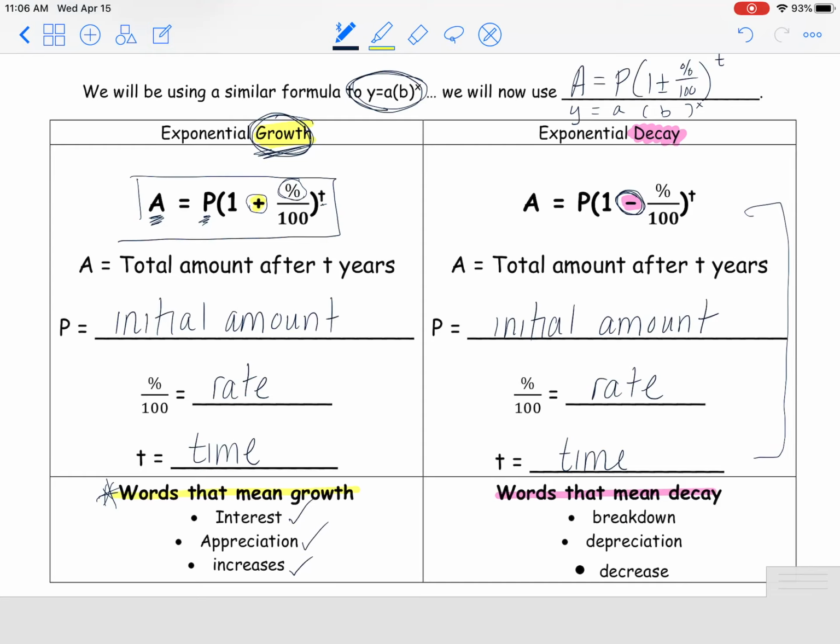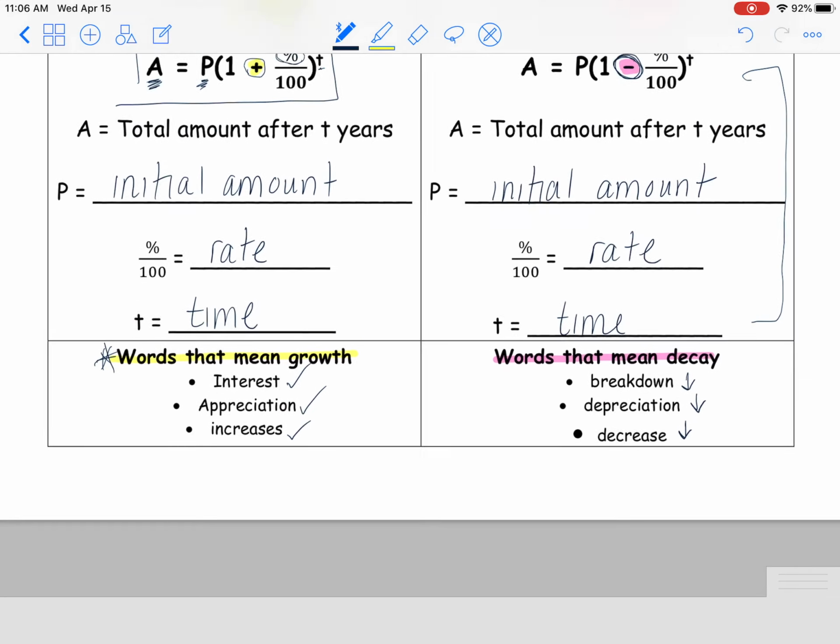Now you got to look out for these words. Anytime they use the word breakdown, that means decay. Depreciation, like if you buy a brand new car, after 5 years, the value is not going to go up. It's actually going to go down. So it depreciates, or if they use the word decrease. Okay. Now I screenshotted a picture of this to use that as a cheat sheet if you need to. So let's jump into the word problems.